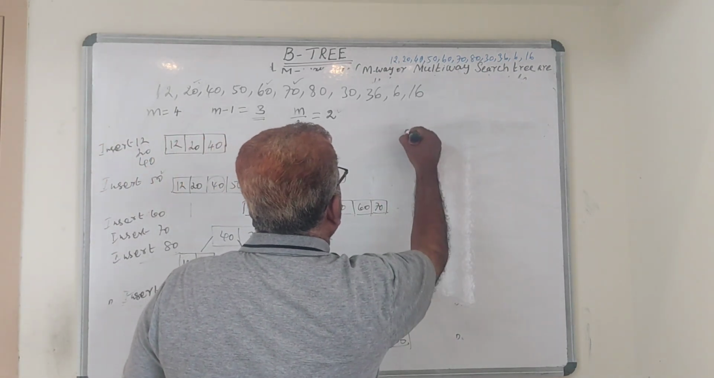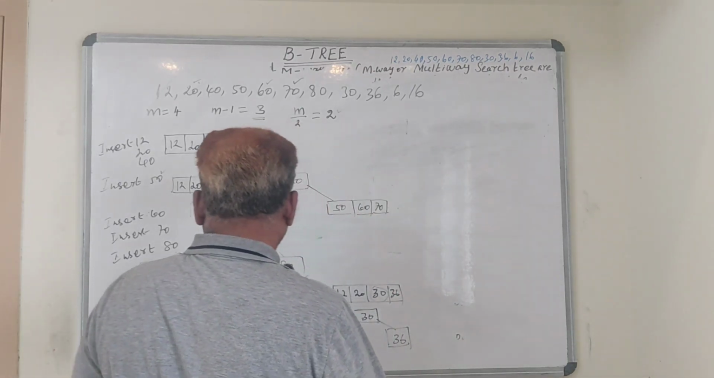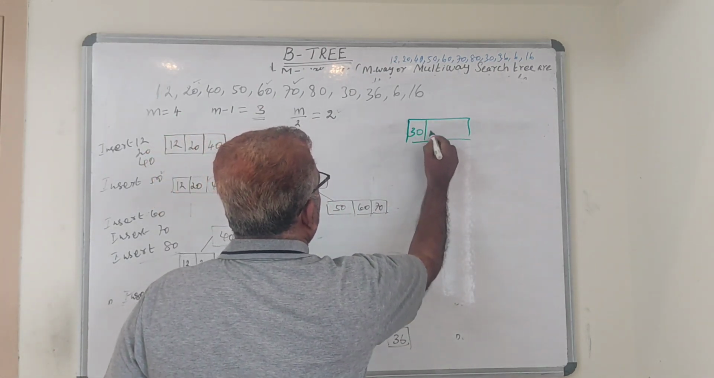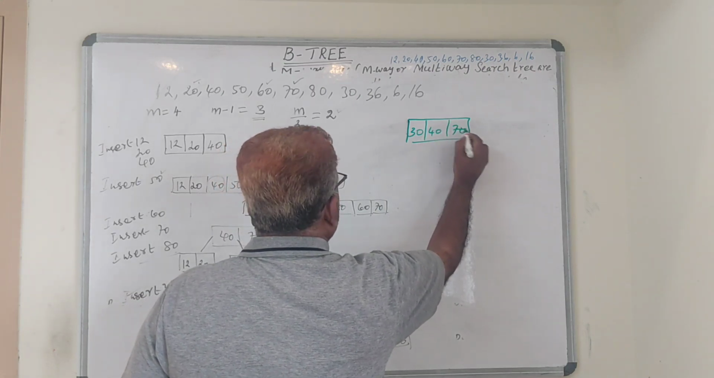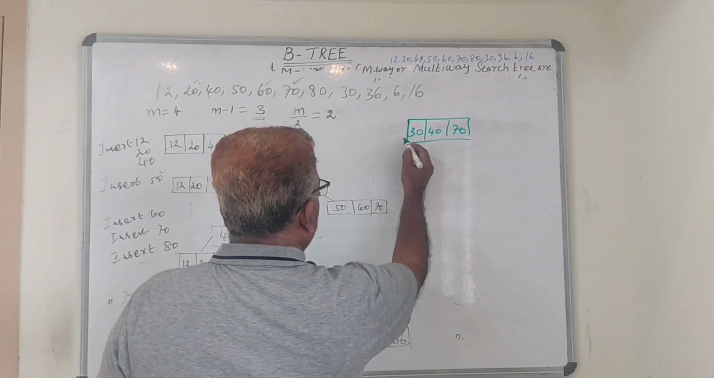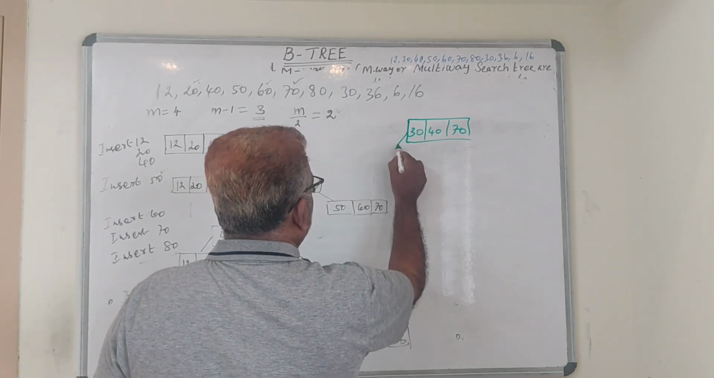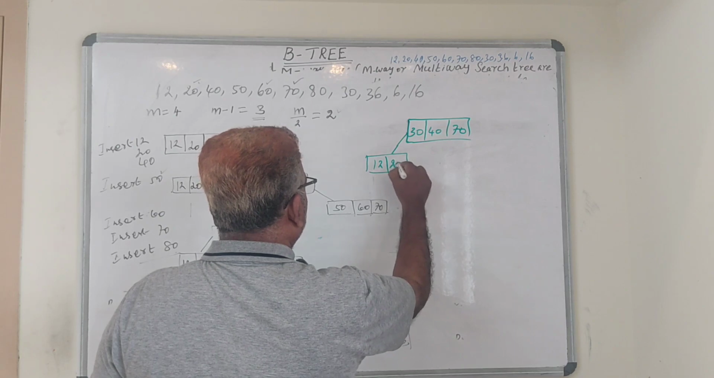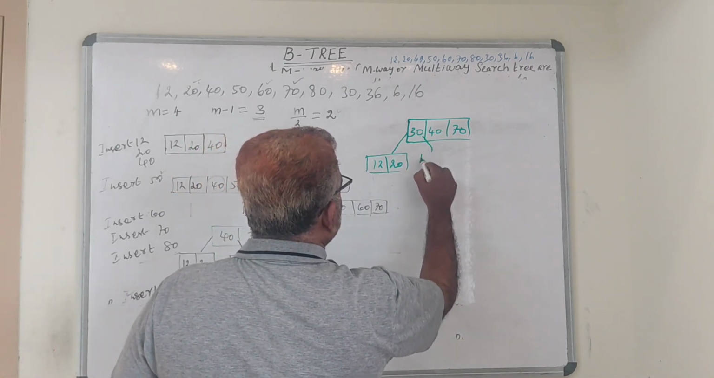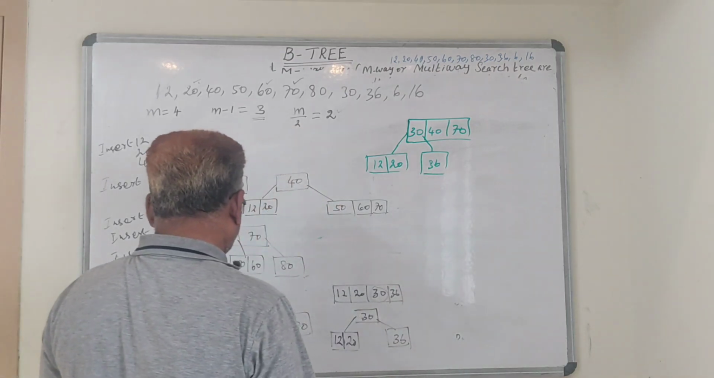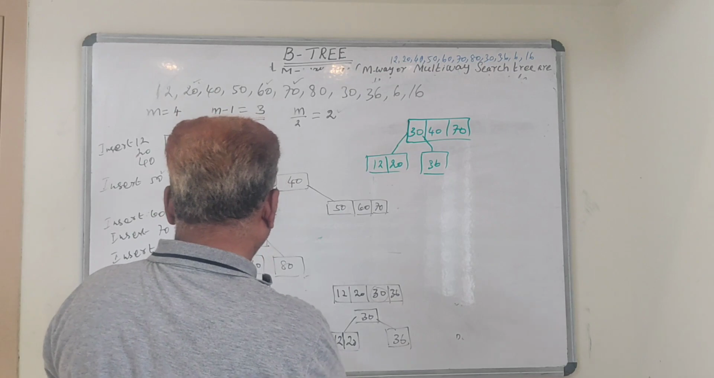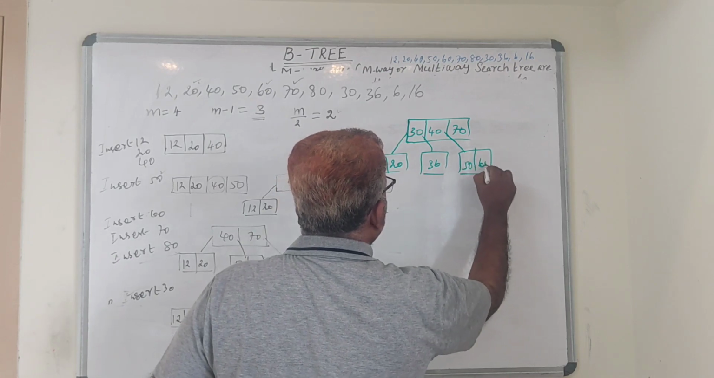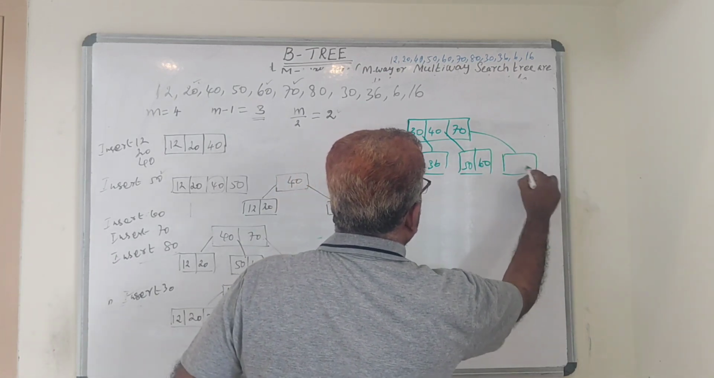So here you have the values 30, 40 and 70. Okay, so you fix the value of this 30. You have this 12 and 20. Then on the right hand side you will have this 36. Similarly, for 40, on the right of 40 you have this 50 and 60. Then similarly the last value, that is 80.